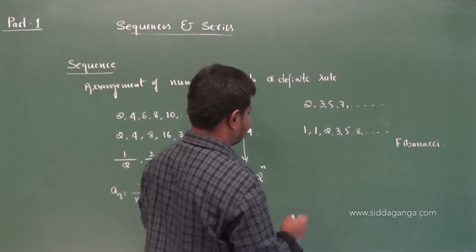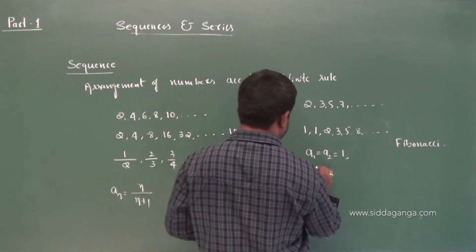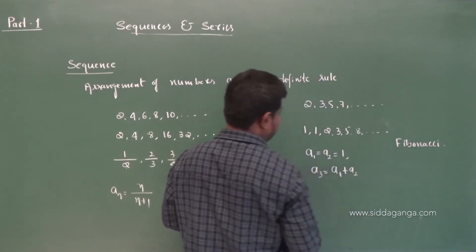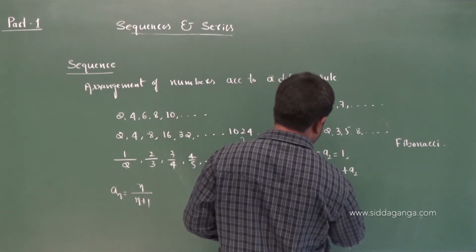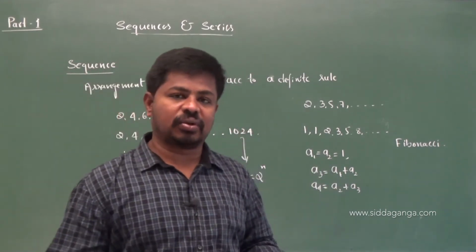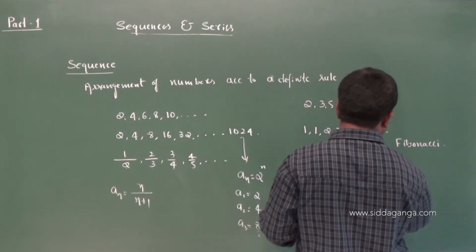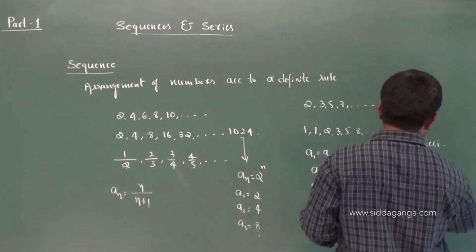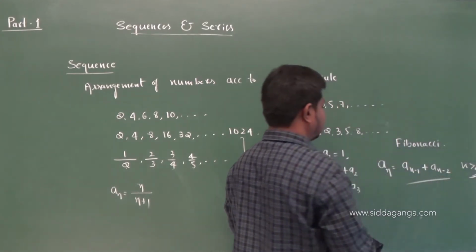The Fibonacci sequence is defined as, in this case, what? The first and second terms are equal to the same, that is 1. And the third term can be got by adding the previous two terms, A1 plus A2. In the same way, A4 can be got by adding the previous two terms, that is A2 plus A3. In the same way, A5 can be got by adding A3 plus A4 and so on. So, in general, the relation between the numbers can be written as an is equal to an minus 1 plus an minus 2, where n is greater than 2. So, this is the definition of the Fibonacci sequence.